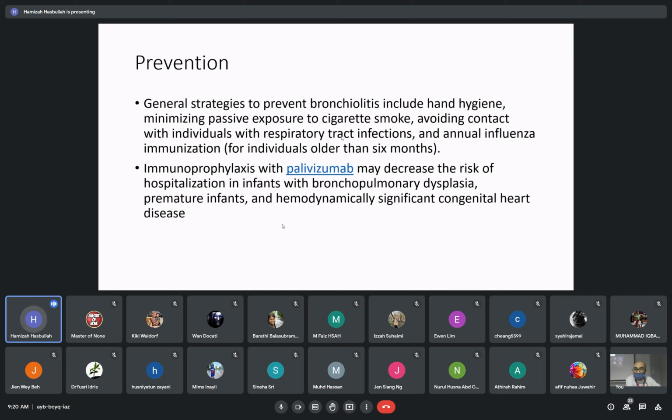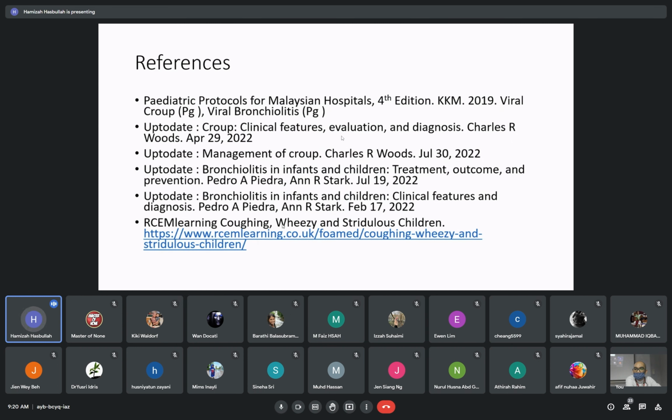As for palivizumab, based on research before this, immunoprophylaxis with palivizumab may decrease the risk of hospitalization in infants with bronchopulmonary dysplasia, the high risk patients. But I'm not sure whether we apply it here or not. Okay, these are my references.